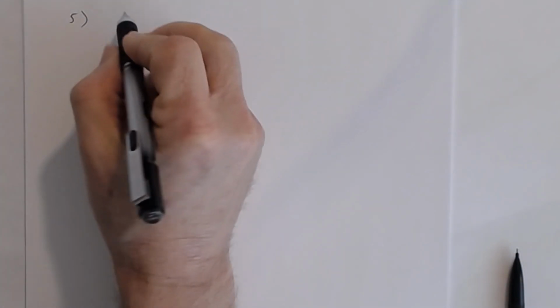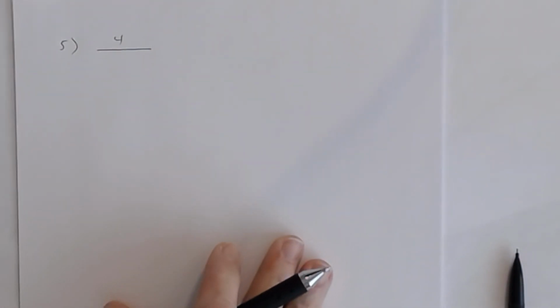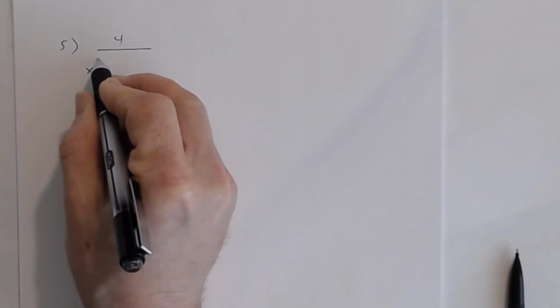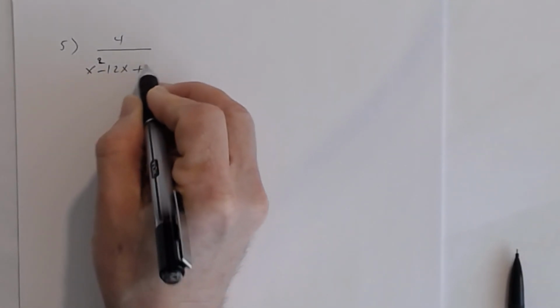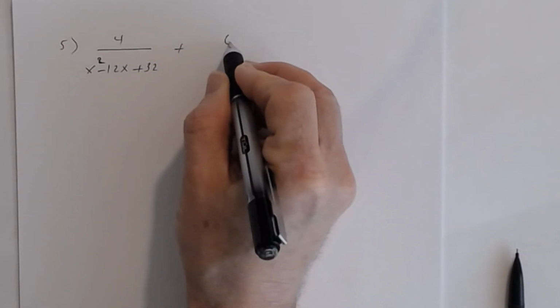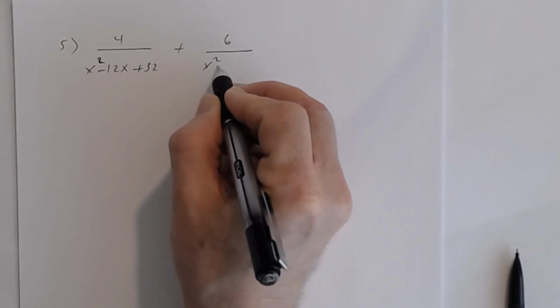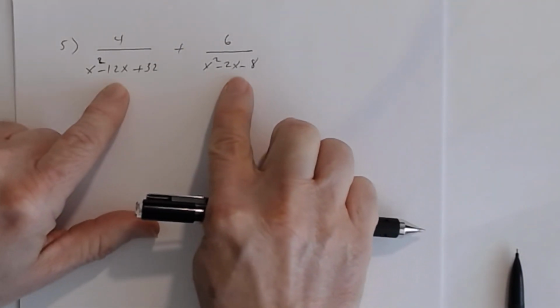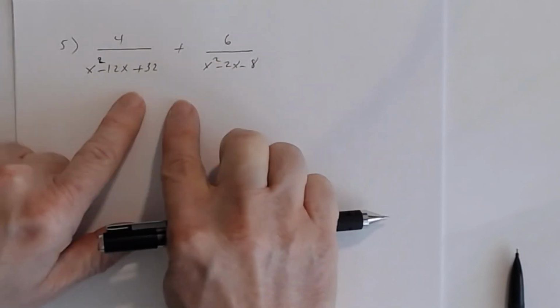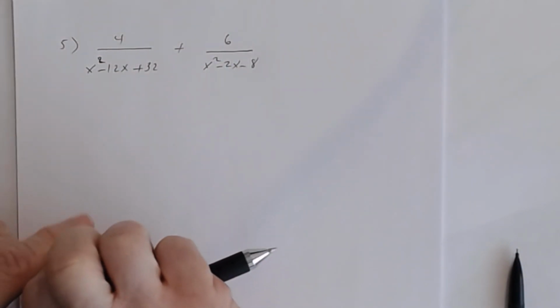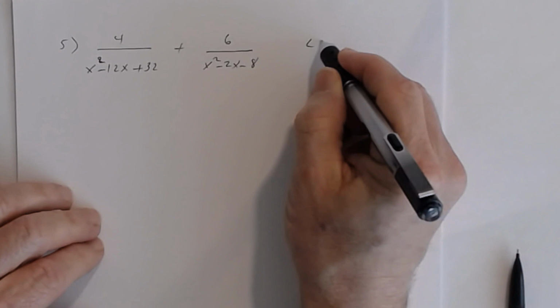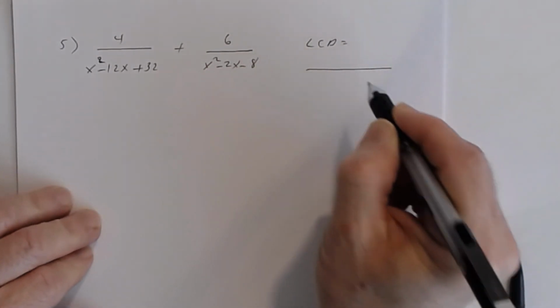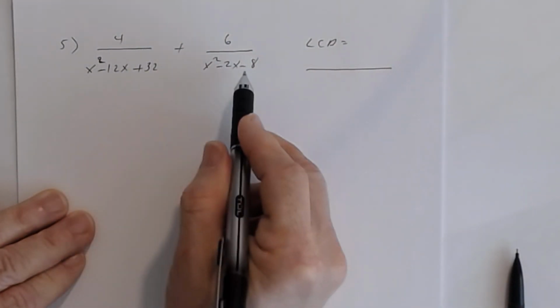All right, in number 5, we have 4 divided by x squared minus 12x plus 32, plus 6 divided by x squared minus 2x minus 8. So notice that these denominators are different. Before I can add or subtract rational expressions, the denominators have to be the same. So I got to find the least common denominator. Well, to find the least common denominator, I've got to factor these denominators.